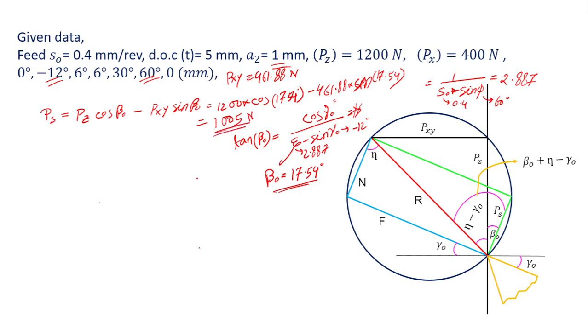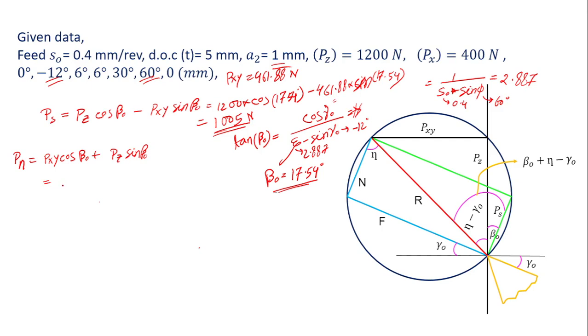Now similarly, if you find the value of Pn, Pn is opposite to pxy, so pxy cos of beta naught plus pz sine of beta naught. Actually, you just have to practice these equations 2-3 times, and the way you can remember is you have to understand that concept, then only you can write this equation without any hesitation.